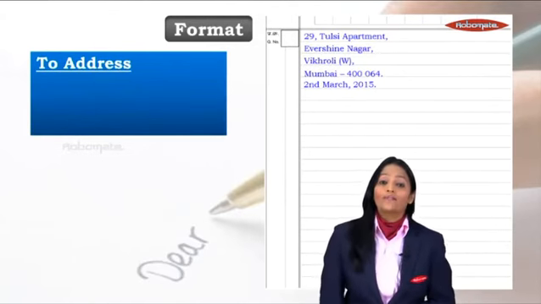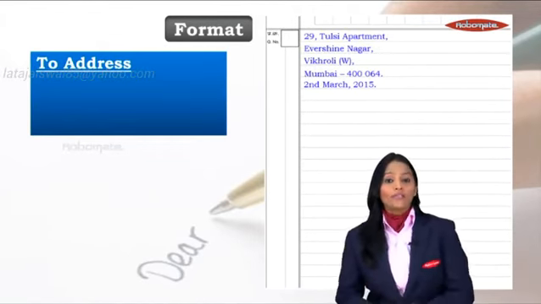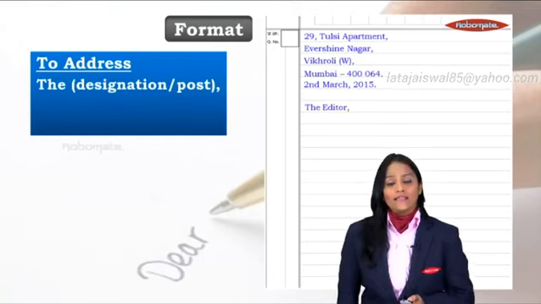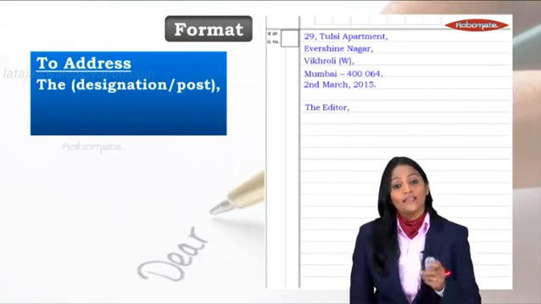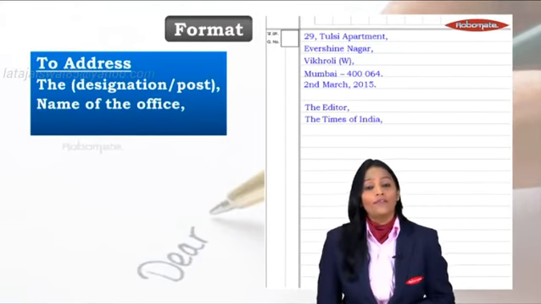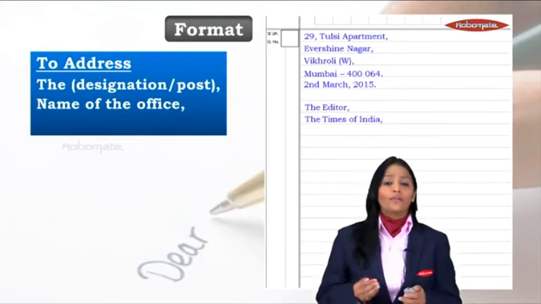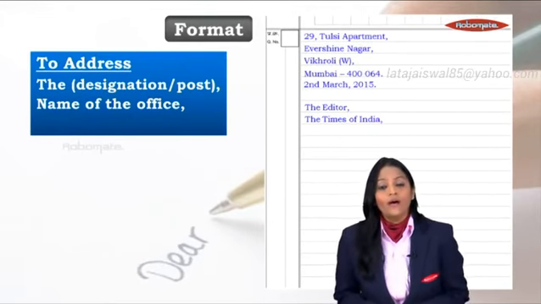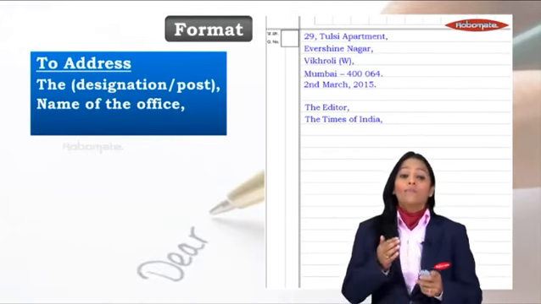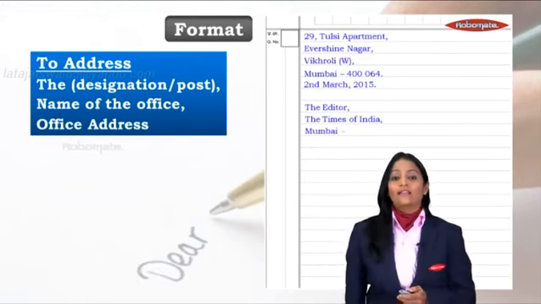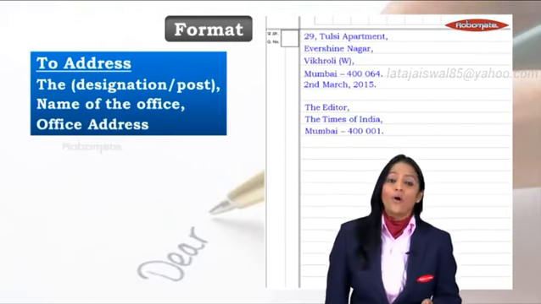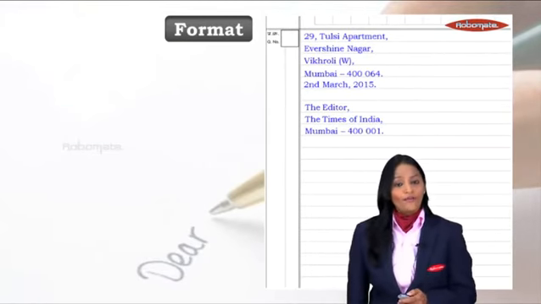Now, after that, we have the to address. Remember, you're writing to an authority, somebody at an important position. So, write the designation or the post. In this case, it is to the editor. It's given to you in the question. So, you will write the editor, the name of the office. It's a daily, okay? There you were told editor of a daily, that means a daily newspaper. Times of India being a very common one, but you can write any other newspaper, okay? But see to it that you know the address, and the address of Times of India is very common here. It's Mumbai 400001. Okay, so that's it over there for address.